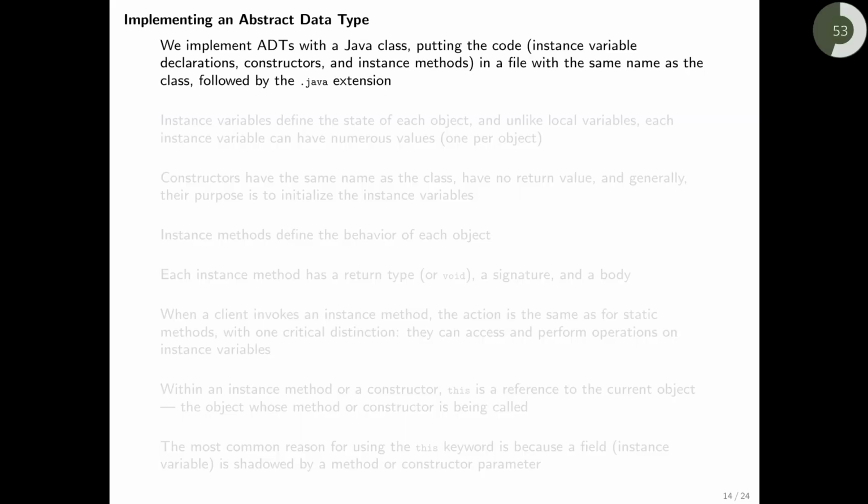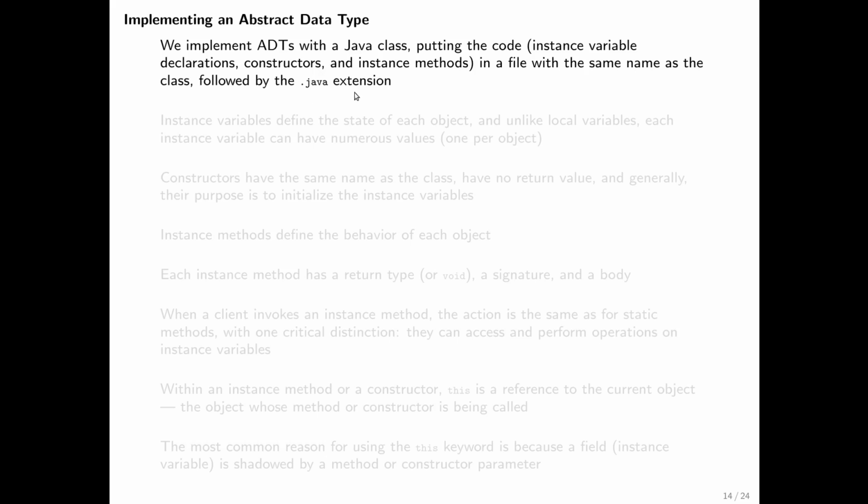All right, so now let's talk about how you implement an abstract data type. So an ADT is implemented as a Java class, okay? And inside the Java class, you put all the code that forms the ADT. And this code includes instance variables or attribute names. It includes constructor definitions and also instance method definitions, all right? And the name of the file has the same name as the class, and it has a .java extension.